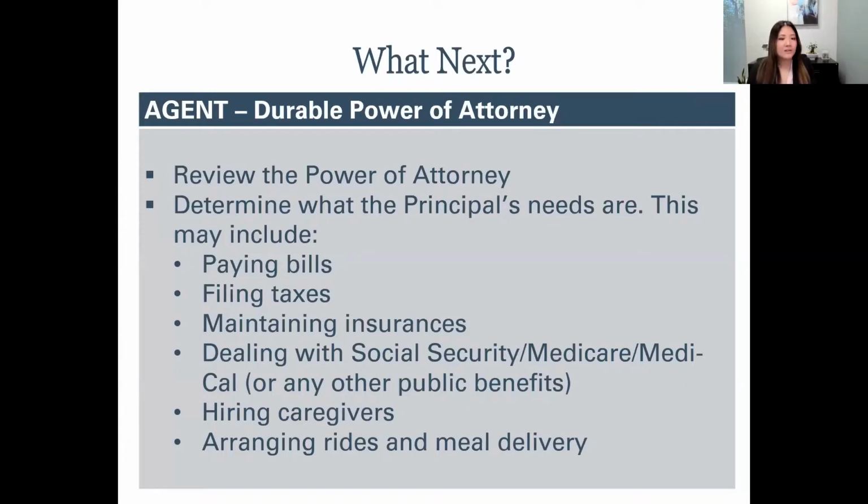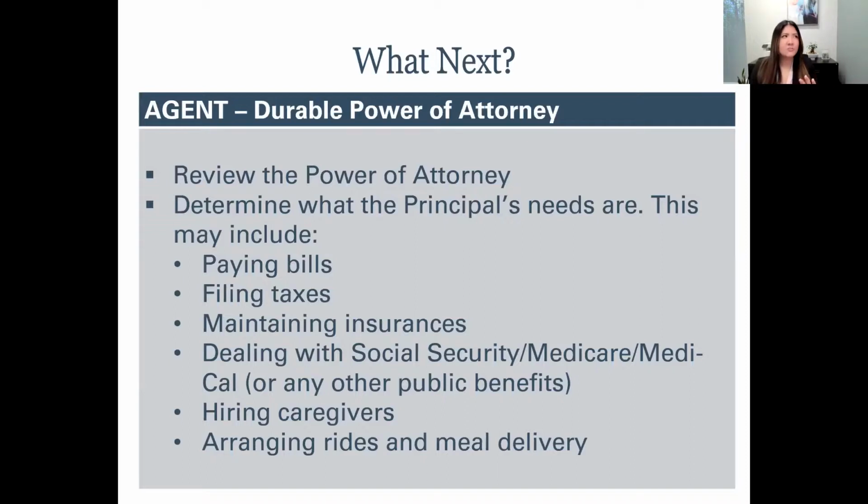So typically that would include things like paying their bills, filing their tax returns, maintaining any insurance on their home, other personal property or vehicles, their health care if needed, and also dealing with things like Social Security, Medicare, Medi-Cal, or any other public benefits that the principal may be entitled to. And since you will be managing finances on behalf of the principal, you may also be responsible for paying and coordinating any caregivers or arranging for rides and meal delivery for the principal.